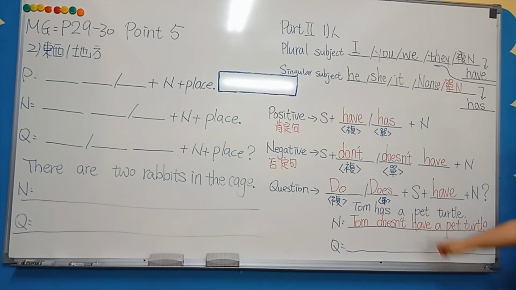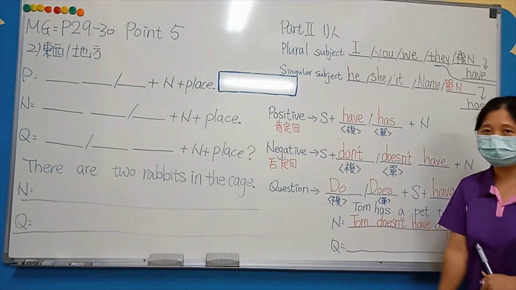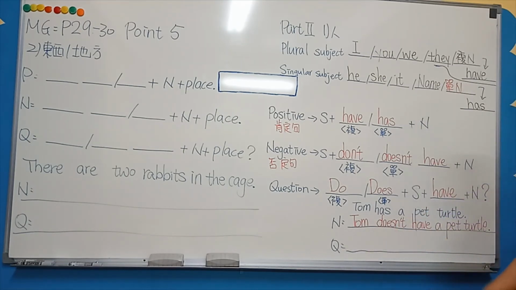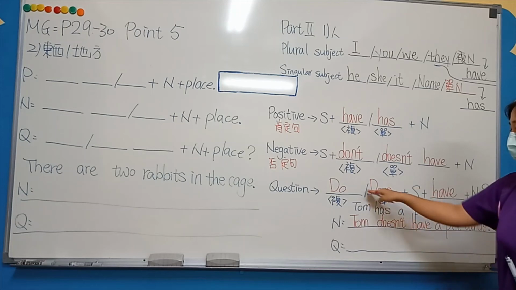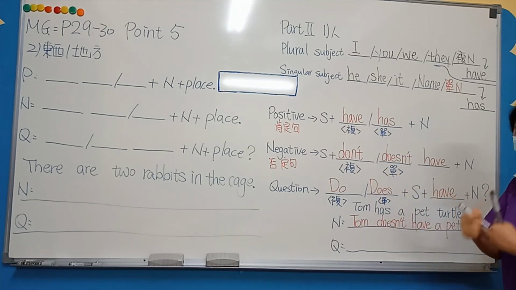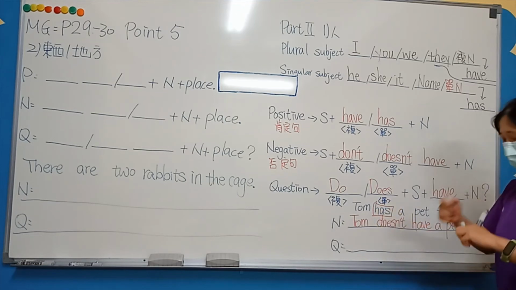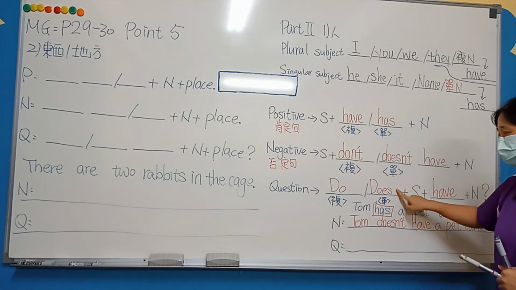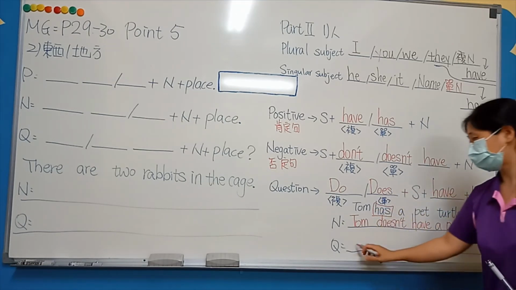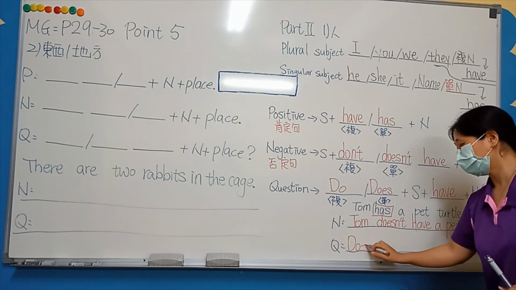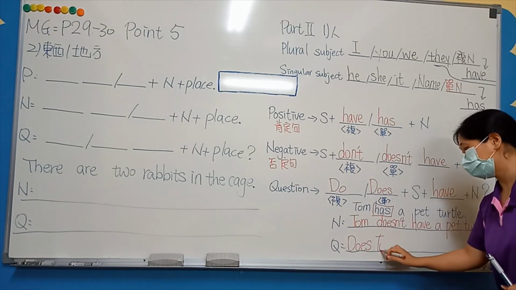Don't forget your finger space. Okay, question sentence. The same. Question sentence, singular number 3. And don't forget, you need to find out. Okay, this one "has." So here, which one? Does. Does Tom?